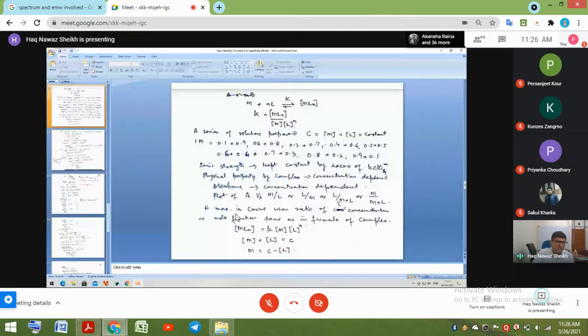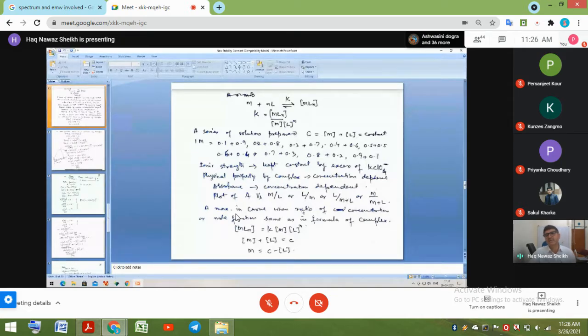So if you know the mole fraction of the ligand, you can find out the mole fraction of the metal by just subtracting that mole fraction of the ligand from 1. If there are two components in a mixture, A plus B, and you know the mole fraction of A, the mole fraction of B will be 1 minus the mole fraction of A. So that's as simple as that.